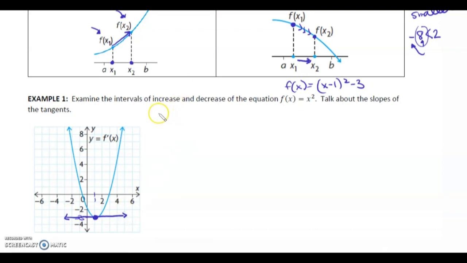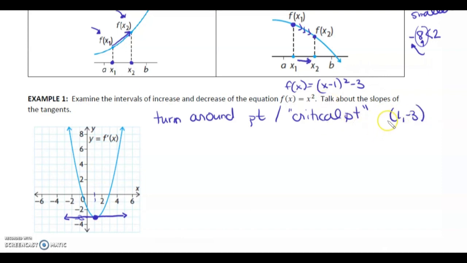Okay, so this is called a critical point. So this is going to be a turnaround point, or this is going to be called a critical point. Okay, and that occurs at 1, -3. Okay, and this is going to be a potential max or min. But because we're not doing this algebraically and we're doing graphically, we can say that this is a turnaround point.